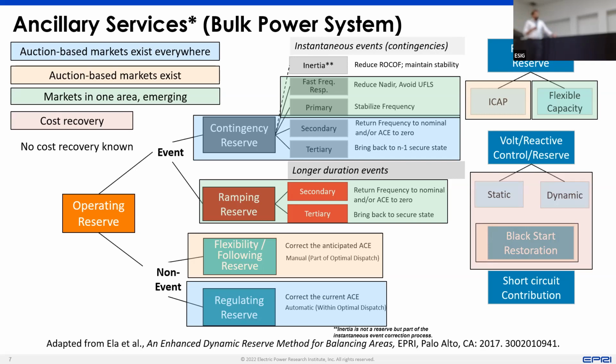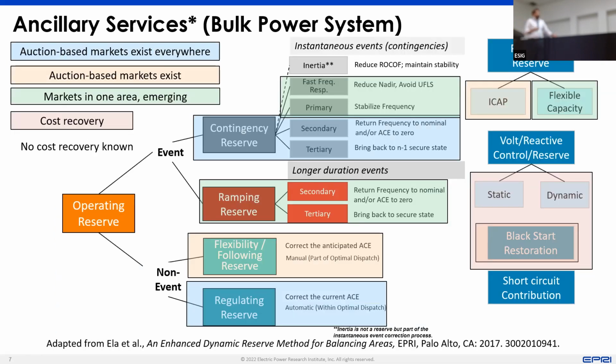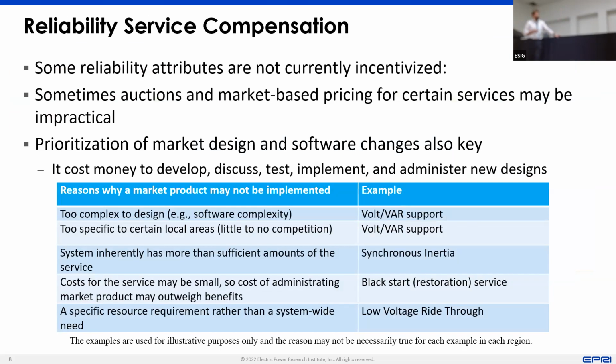What's important to recognize is that you might ask, why isn't the blue box on all of these services? Why isn't there a competitive market for every good service that we need? Isn't that the most efficient way to do things? This is really just to show that there are very legitimate reasons this differs, and reasons why a competitive market may not make sense, or maybe doesn't make sense yet. Some examples are, maybe it's too complex to design.